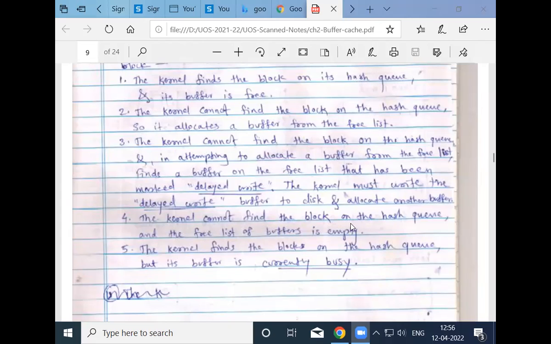Kernel cannot find the block on the hash queue and the free list of buffers is empty. Okay, so in the fourth and fifth scenario, we are discussing about race.